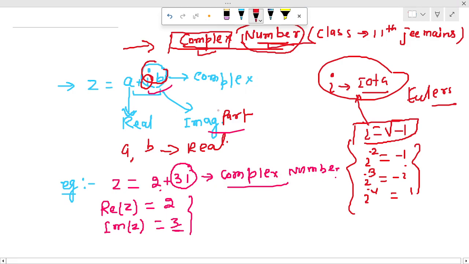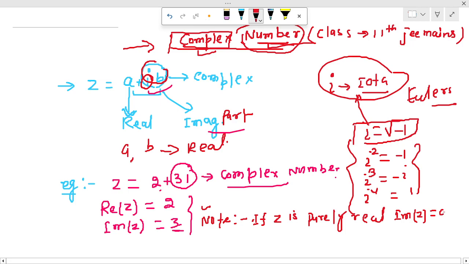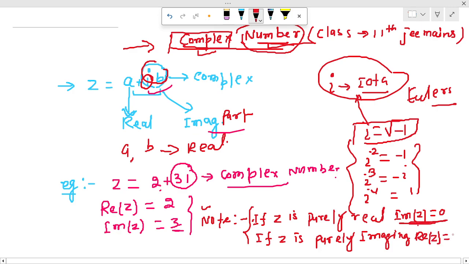Next is a small note. If z is purely real, then the imaginary part of z is equal to 0. And similarly, if z is purely imaginary, then the real part of z is equal to 0. This is a very important note point.